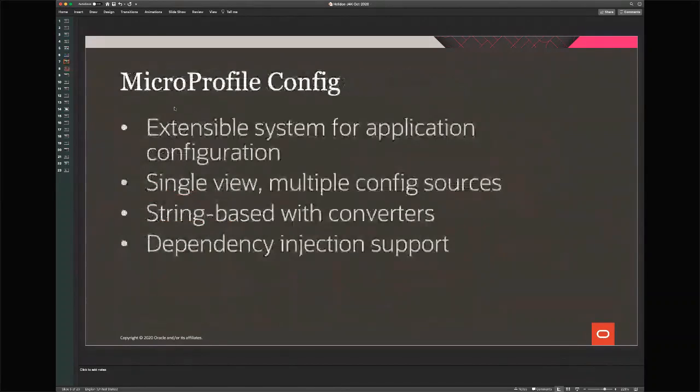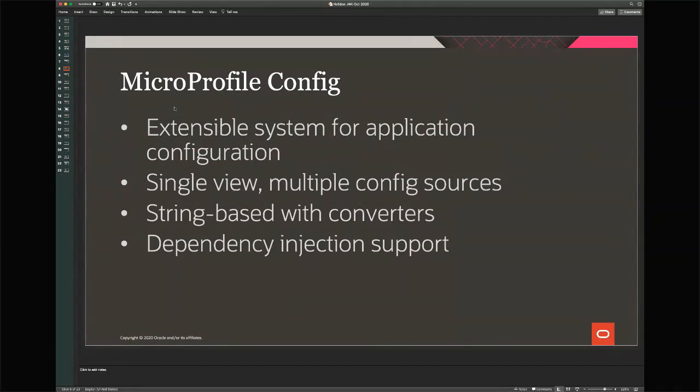So I'm just going to touch upon some of the MicroProfile APIs, give a brief description, and then I'll do a brief demo as well. So we'll start with config here. As expected, it's an extensible configuration system. You have a single view of your config that's fed by multiple config sources. So you can have sources that are Java property files, JSON files, LDAP directories, and Helidon ships with a number of data sources to support that.